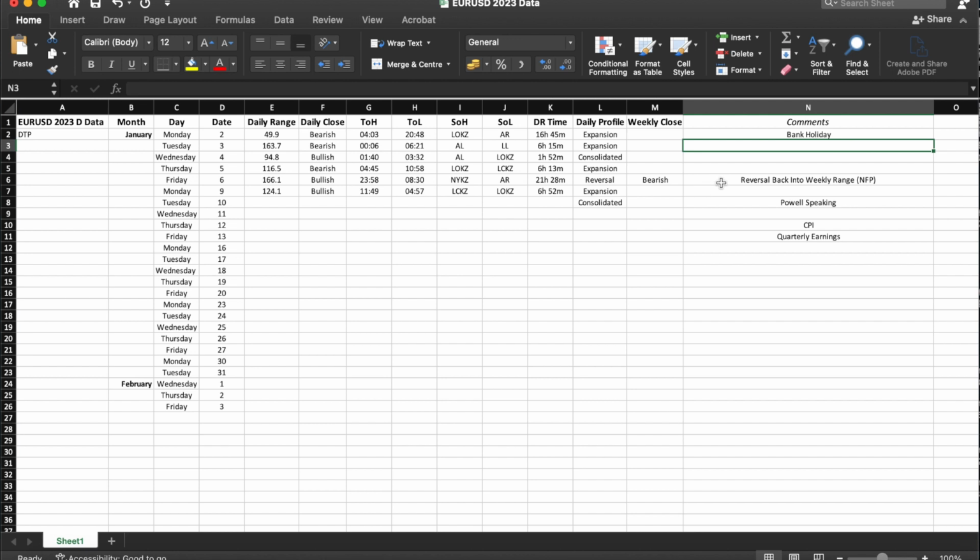166 pips. I've written, it's NFP, right? It was a reversal back into the weekly range. Just so I'm aware when I do have these jumps in data. Because why are we collecting this data, right? So let's get onto that. All of this data means something, and it's showing you something.